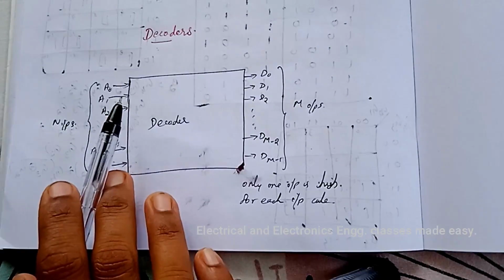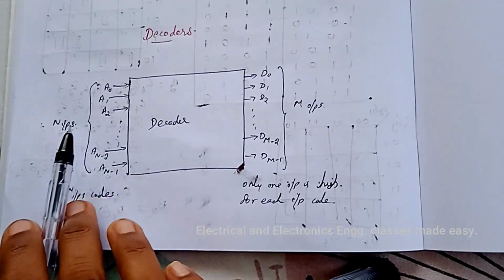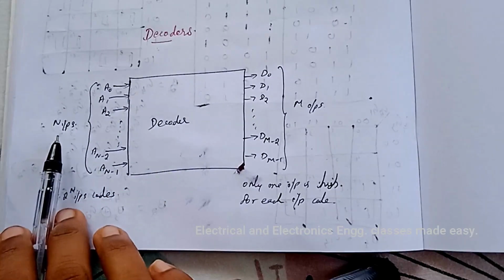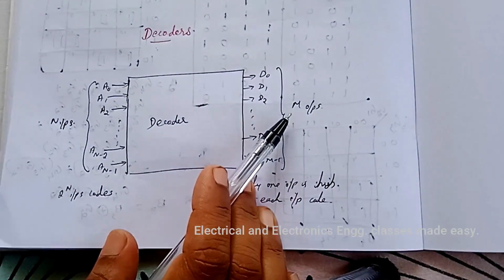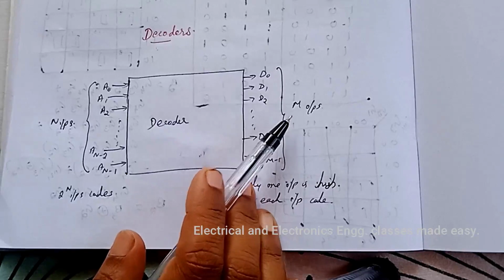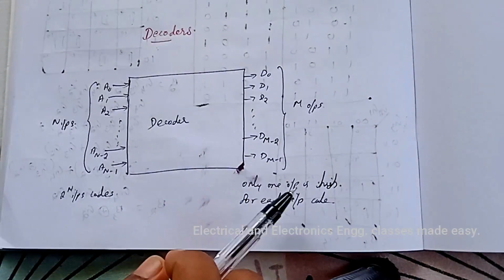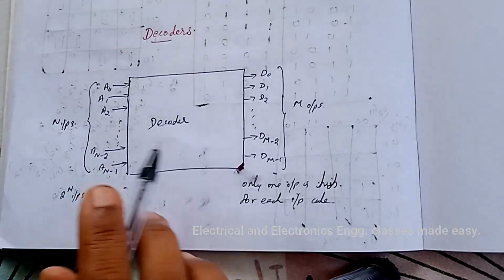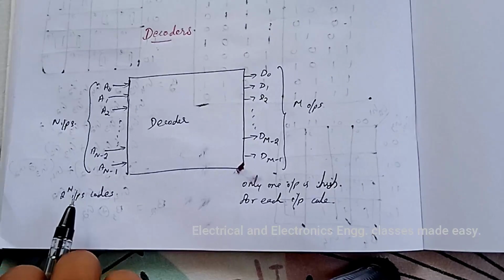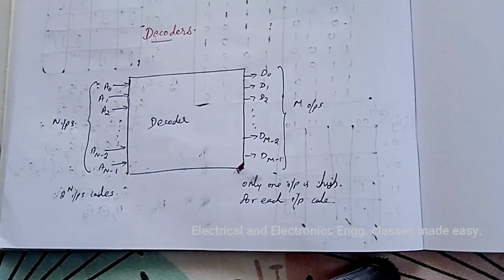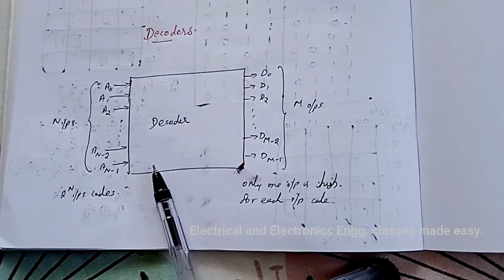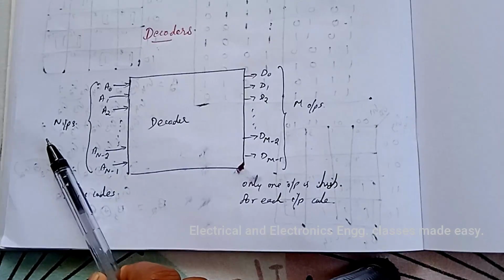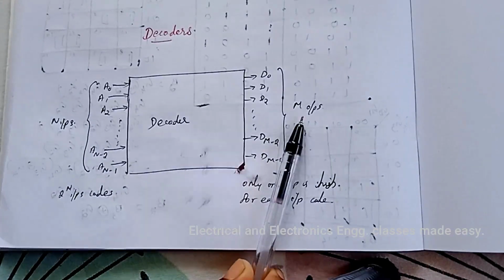A decoder is a logic circuit that converts n-bit binary input code into m output lines such that only one output line is activated for each one of the possible combinations of the input. So this is the general block diagram of a decoder with n input and m output.